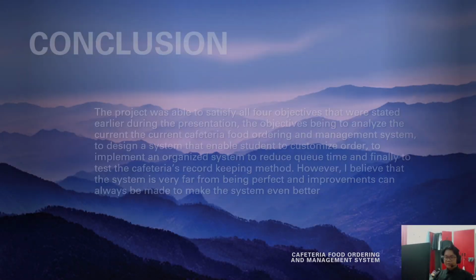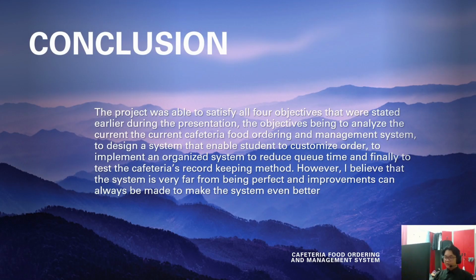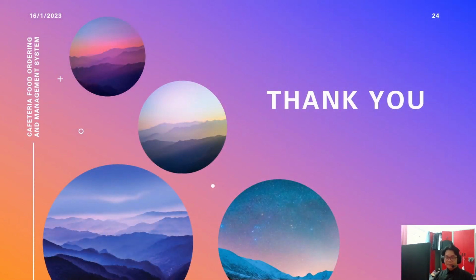So in conclusion, the project was able to satisfy all 4 objectives that were stated earlier during the presentation. The objectives being to analyze the current cafeteria food ordering and management system, to design a system that enables students to customize orders, to implement an organized system to reduce the queue time, and finally to test the cafeteria record keeping method. However, as with all things, I do believe that the system is very far from being perfect and improvements can always be made to make the system even better. That is all from my workshop presentation. Thank you.